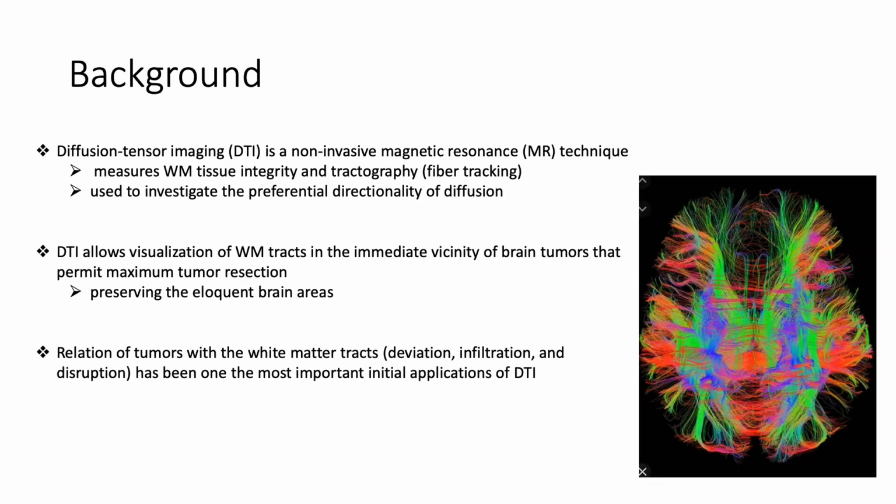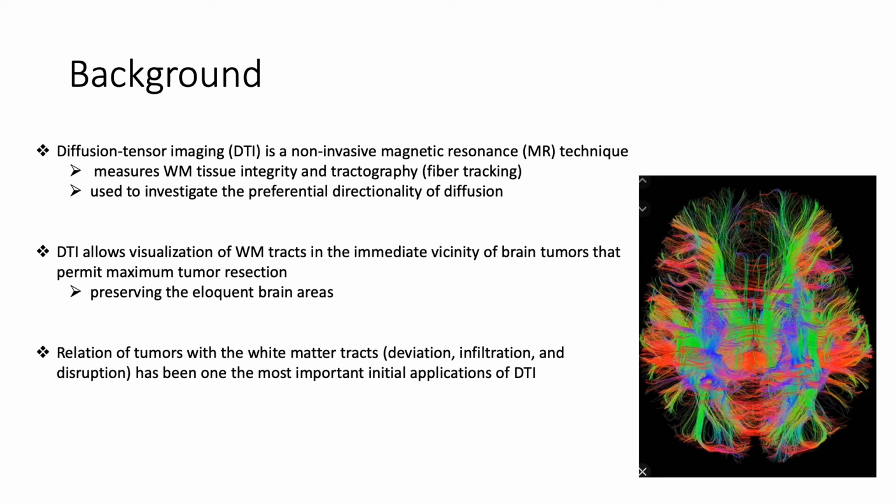In order to combat this problem, diffusion-tensor imaging, or DTI, was developed. Diffusion-tensor imaging with tractography is currently the only available tool which displays the white matter tracts disruption by fractional anisotropy, FA, and fibers reconstruction in patients with malignant brain tumors. DTI is a non-invasive magnetic resonance technique. It measures white matter tissue integrity and tractography, or fiber tracking. It is used to investigate the preferential directionality of diffusion.